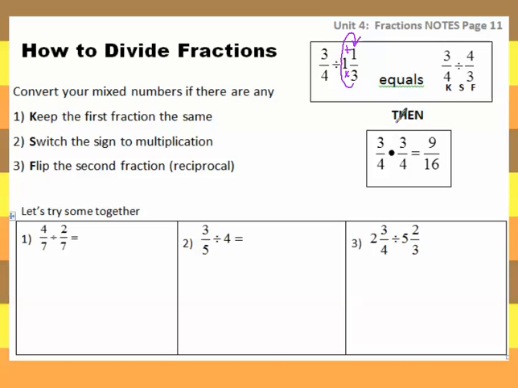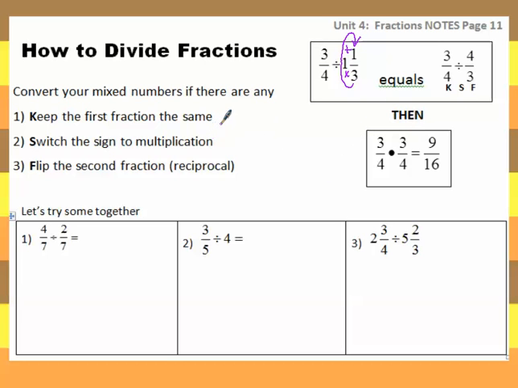So when I do the magic C, I'm now going to have 3/4 divided by, 3 times 1 is 3, plus 1 gives you 4/3. Now, this is where division gets different than multiplication.